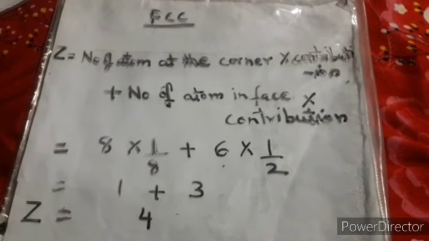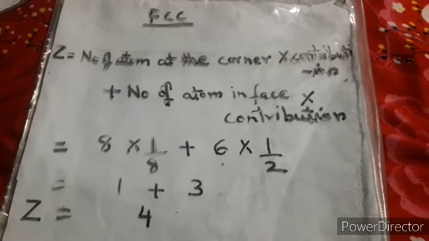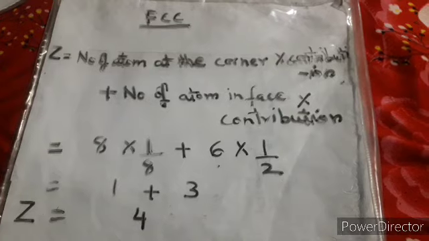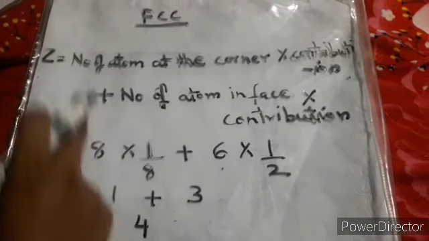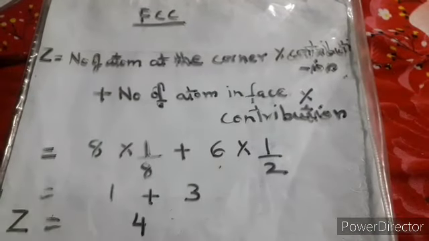In some books it is also written as a formula: Z equals the number of atoms at the corner plus the number of atoms in the face. So don't get confused with that formula, because it is also there, but you have to see it in the detailed form. Like this, this formula will be the best formula to calculate its value.